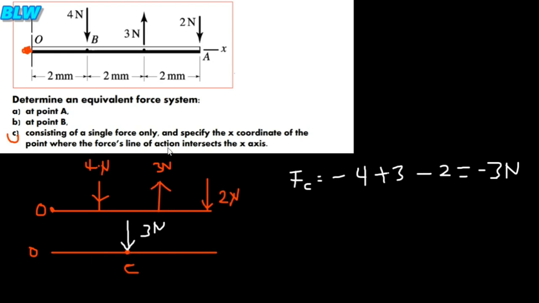Looking at these forces, you see that this 2 Newton force has a specified distance from point O, which is 6. This 3 is also at a specified distance from point O, which is 4. And this 4 is at a specified distance from point O, which is 2 millimeters. But for this point C, you don't know its distance from point O, so you are supposed to find it. That's what you are going to solve for now. So you want to find the distance of this force acting at point C from point O. Let me say that will be D.